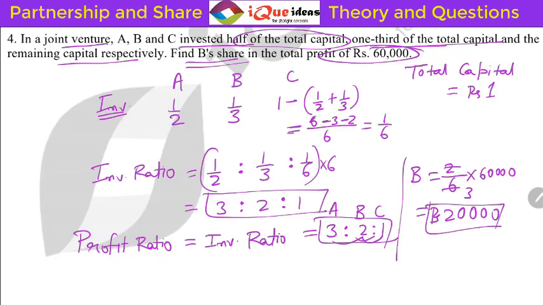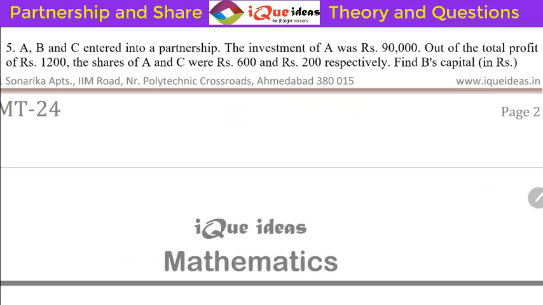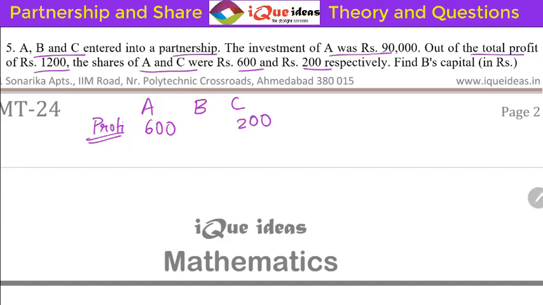Now, next one. The fifth question, it says A, B and C entered into a partnership. The investment of A was 90,000. Out of the total profit of 1200, shares of A and C were 600 and 200. So let's do one thing first. A, B, C. Let me write the profit value first. The share of A is 600 rupees. Share of B is not given. Share of C is 200 rupees. But the total profit is 1200.